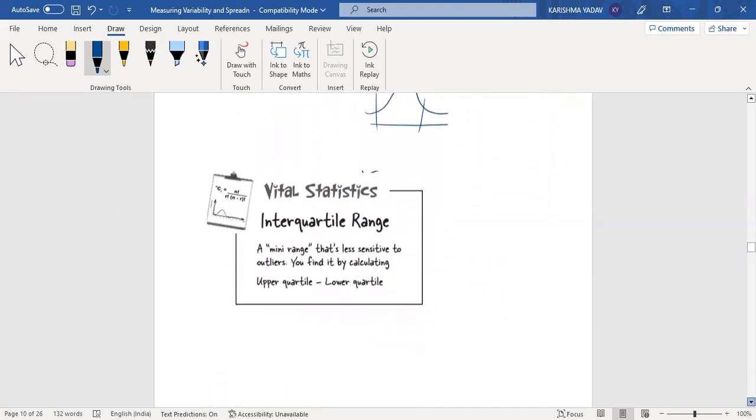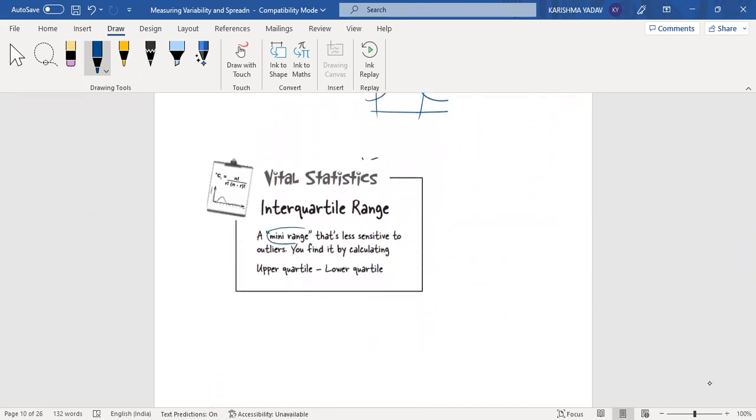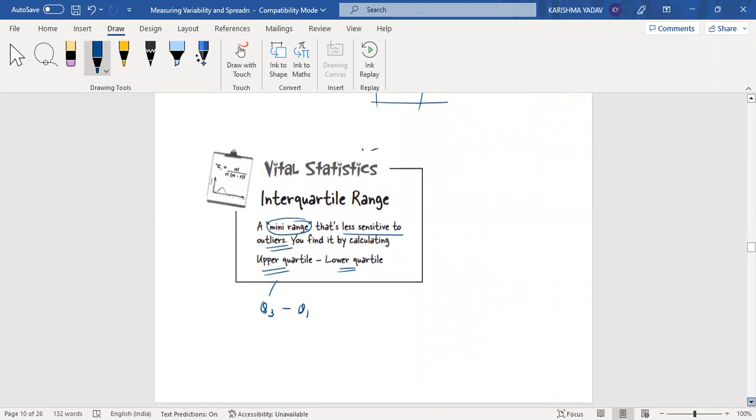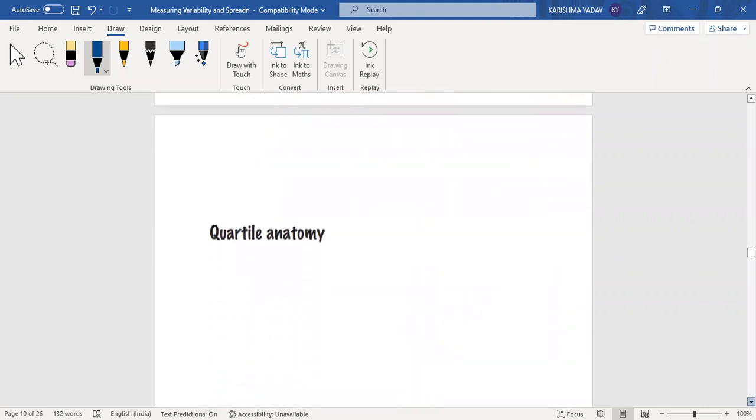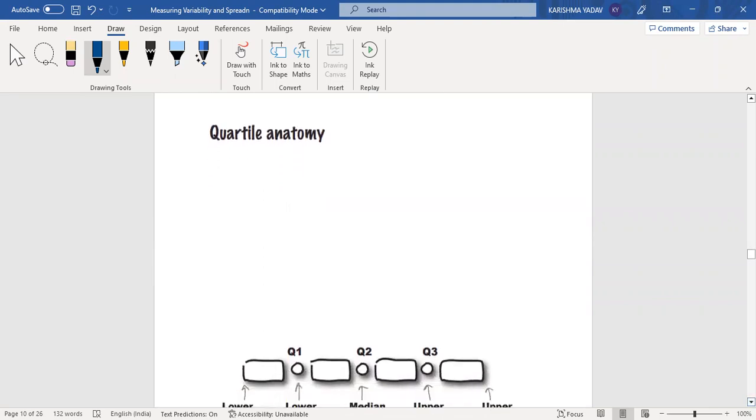We have the interquartile range, which is said to be a mini range that is less sensitive to the outliers. You find it by upper quartile minus lower quartile, that is Q3 minus Q1. Now let's understand the quartile anatomy, that is, how can we find the quartiles, how the values of Q1, Q2, Q3 are found. Finding the quartiles of a set of data is a similar process to finding the median. We know how to find the median from the previous lectures too.